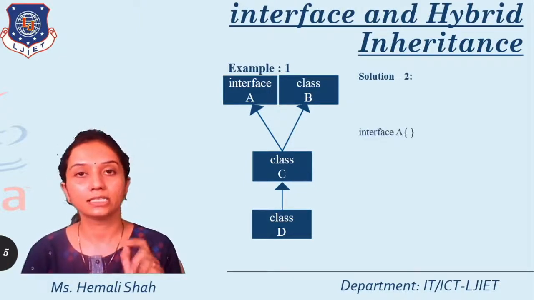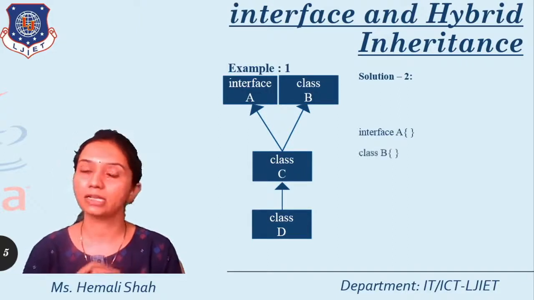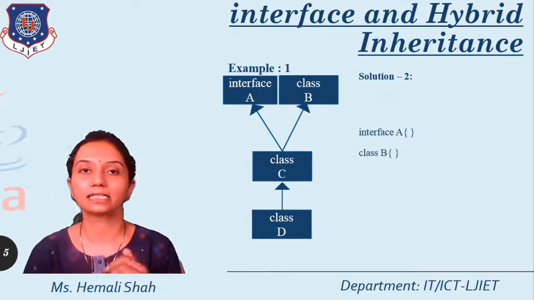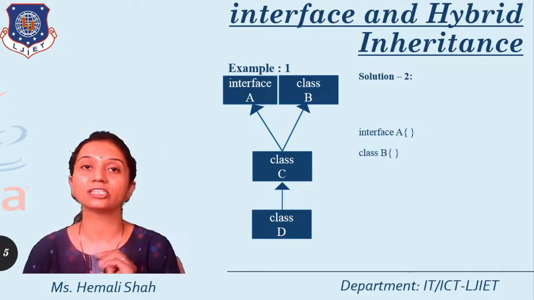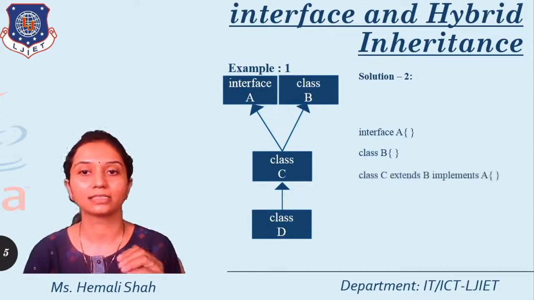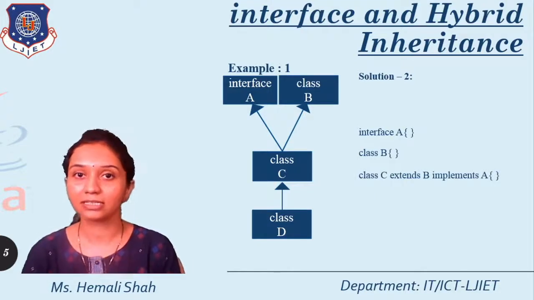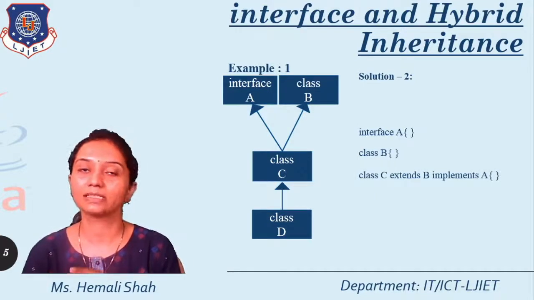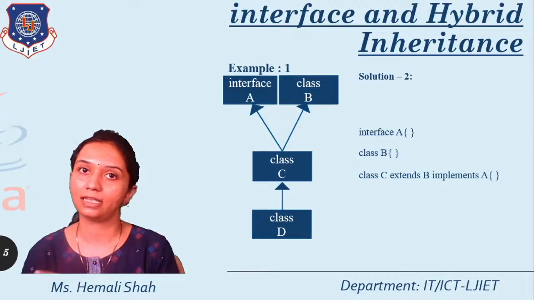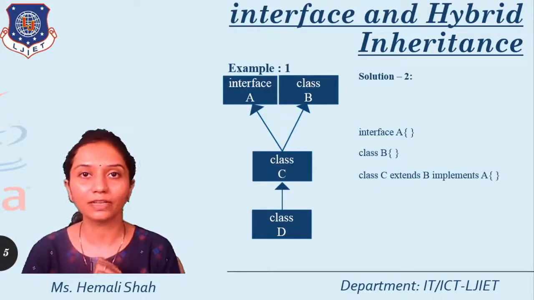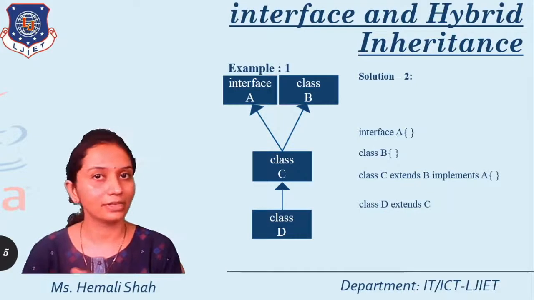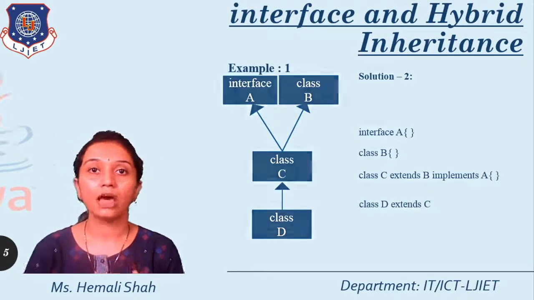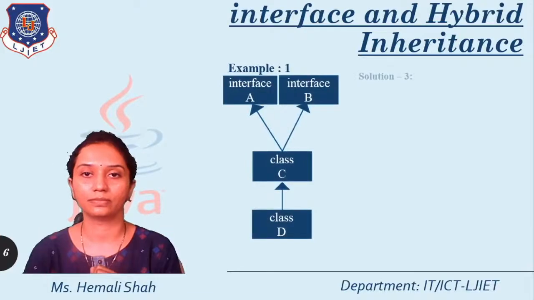So here A is an interface, B is a class, and you are creating C as a class from A and B. So your class C definition will become like this: class C extends B because B is a class, then implements A because A is an interface in this solution, and class D same extends from C. Now this is the third solution.